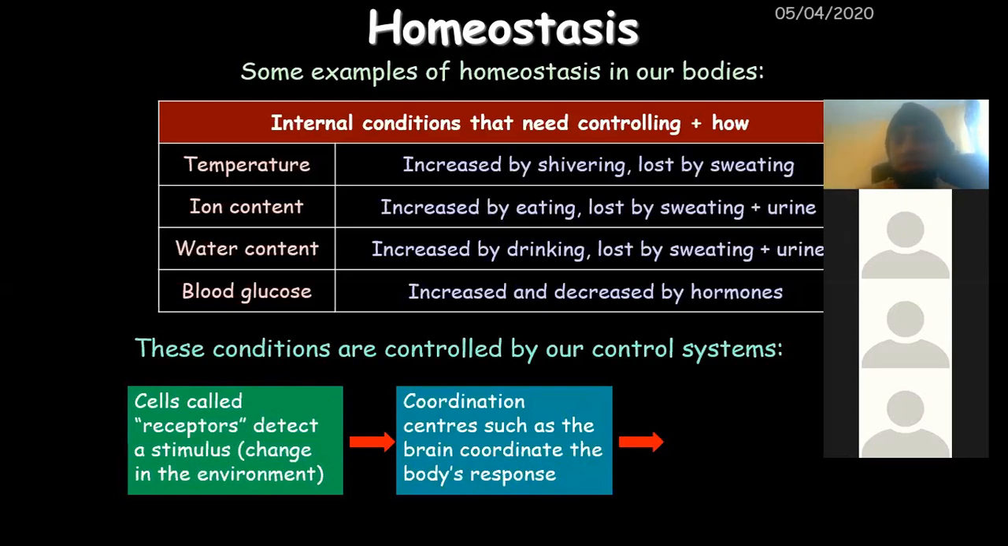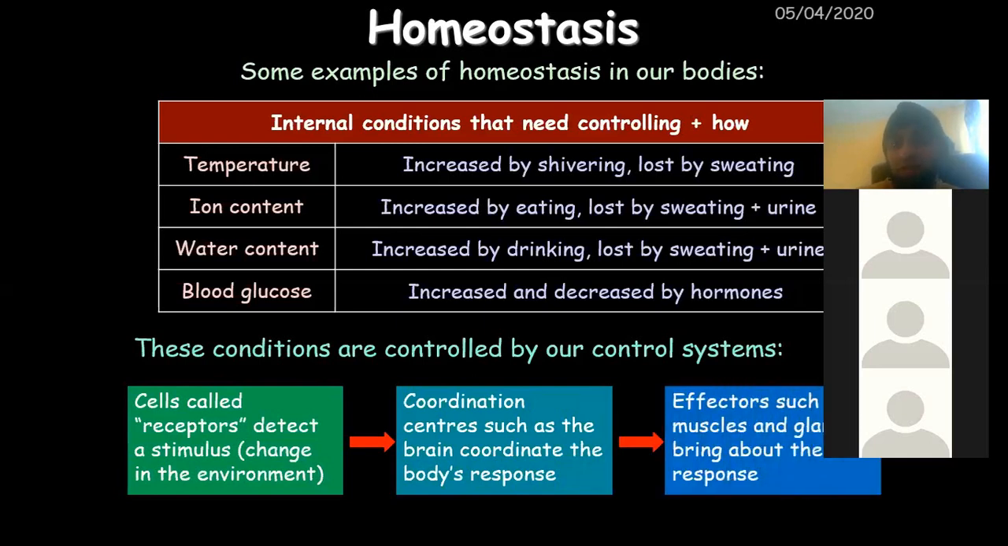So it will coordinate a response. It will tell the body what to do. And then the response will be carried out. Your body will respond by using effectors. Muscles and glands. Glands release chemicals. Muscles help you to move. So muscles and glands will work together sometimes to allow your body to respond.